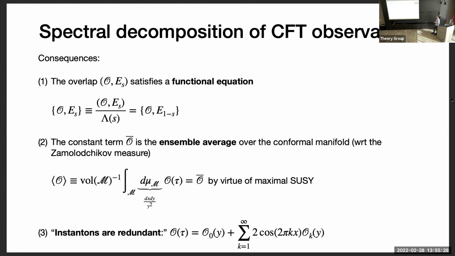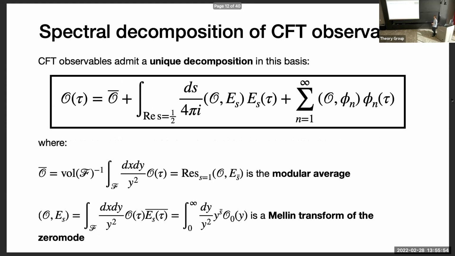A final thing, which I was getting at with these comments about the zero mode, is that there's a sense in which instantons are redundant, which is not really obvious from resurgence approaches to studying, like, the instanton expansion. So again, I expand the observable in a zero mode plus some higher Fourier modes, which, remember, K labels the total instanton charge. And the point is, these are not all independent. They're tied together by this spectral decomposition.